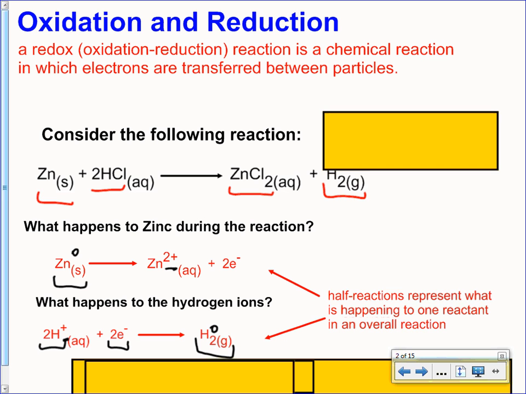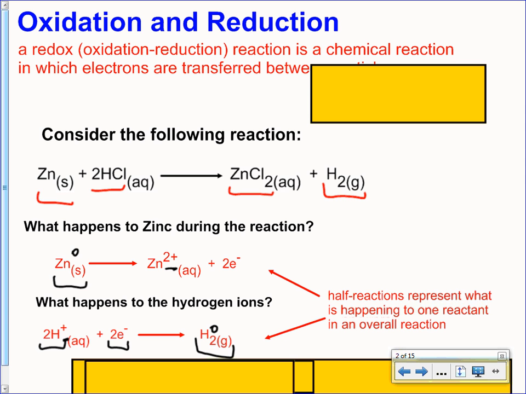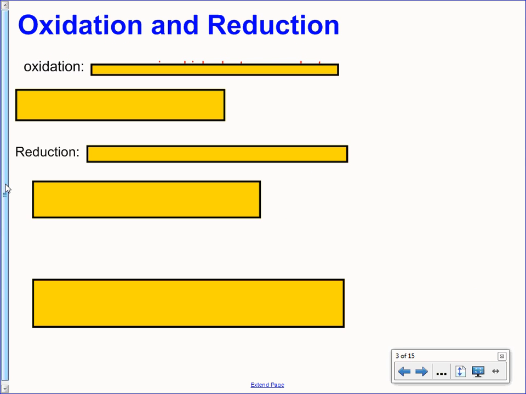So within this reaction, we can break this up into what we call half reactions. And these half reactions represent what is happening to one reactant in the overall reaction. So we look at what has lost electrons, and we look at specifically what has gained electrons. So now we'll specifically define what is oxidation, what is reduction.